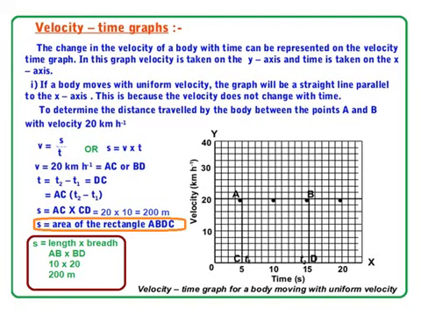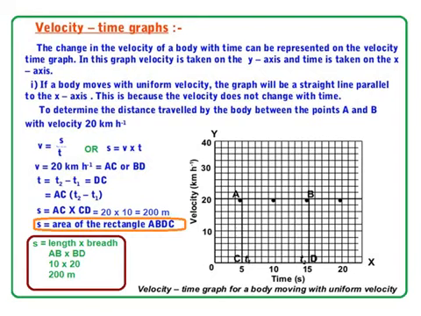Now look into the graph and find out what is the value of the velocity. For the line AB, the velocity is 20 kilometers per hour. And look into the time. The time values are, the A time is 5 seconds and B time is 15 seconds.